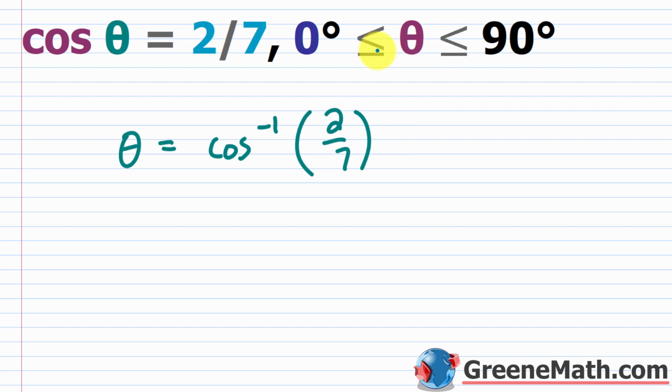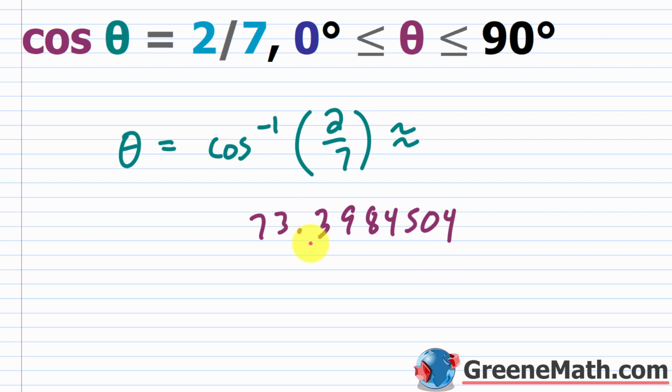So let's hit our cosine inverse button. And then inside the parentheses, type 2 divided by 7, close your parentheses and hit enter. And this is approximately, let's go ahead and say, I'll just write out everything it gives me. So 73.3984504. That's where my calculator stops.